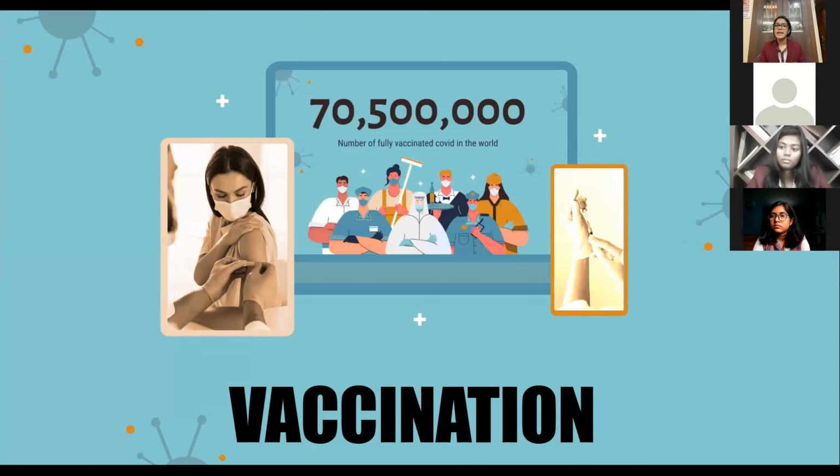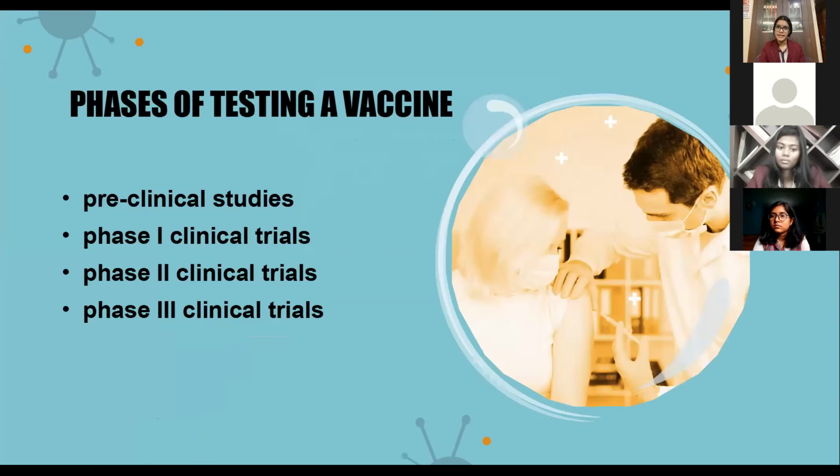Let us now take a peek at the phases of testing a vaccine. Vaccines are extensively tested through several different phases of trials. Preclinical studies, including tissue culture, cell culture, or animal culture. At this stage, the safety and immunogenicity of the virus and the vaccine are assessed. Only when this stage is successful do we move on to the human trials.